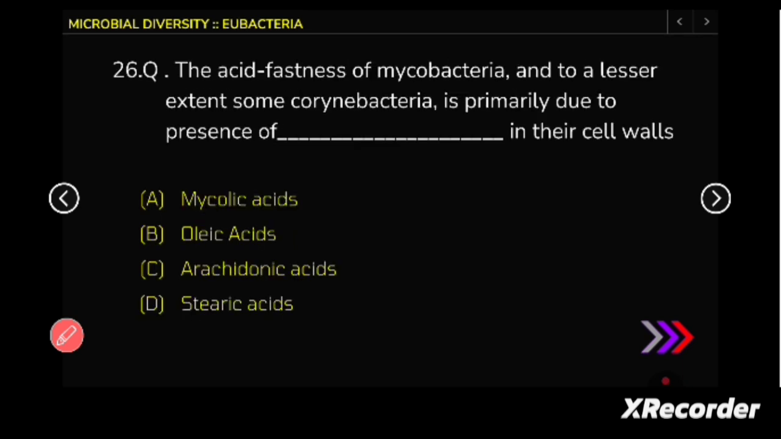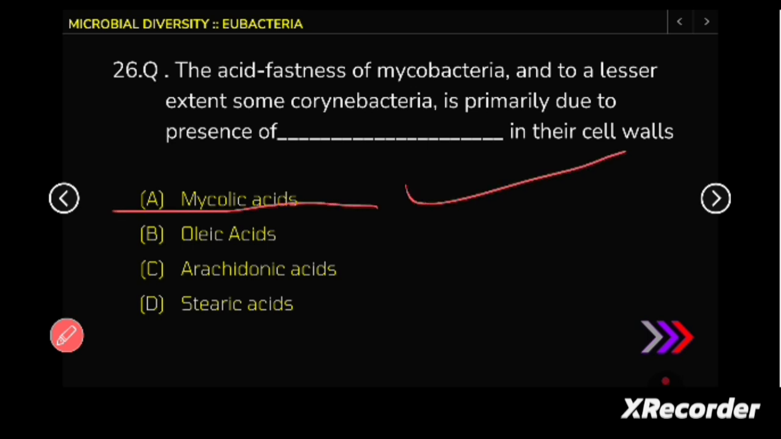The acid fastness of mycobacteria and, to a lesser extent, of some corynebacteria is primarily due to the presence of dash in their cell walls. A. Mycolic acids, B. Oleic acids, C. Arachidonic acids, D. Stearic acids. Answer is A, mycolic acids.